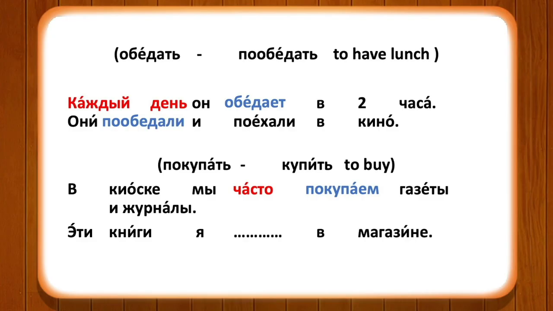In the next sentence, эти книги я в магазине means these books, in the shop. So I have bought these books in the shop indicates an action that has been completed. To indicate completion of an action, we use the perfective aspect. Here we will be using the verb купить in past tense. So эти книги я купил в магазине. So these books I bought in a shop.